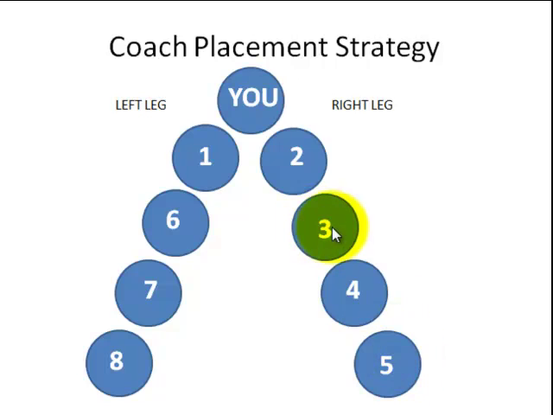Once you get your 4, because in order to earn the Diamond Coach rank within Beachbody, you have to have 4 active coaches on each side. So we recommend going 1, 2, 3, 4, 5. Get your 4 on your right leg, or your weak leg, in this case the right leg, and then go back to your left leg and place coaches 6, 7, 8 on that side.